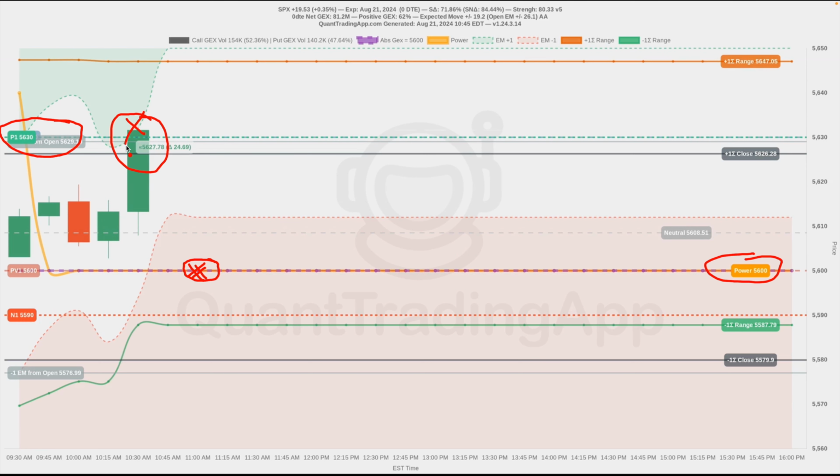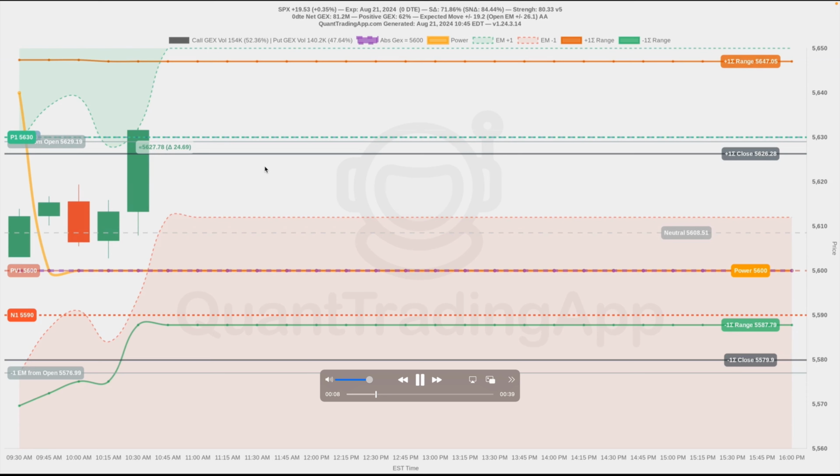We're hitting the expected move for the 15-minute candle. We are hitting the highest positive gamma strike. We are hitting the strike that has the highest amount of call volume. We are hitting the expected move from the open. We are at the Quant Trading App resistance zone. We are at the Quant Trading App intraday zone. So let's continue to play it out.